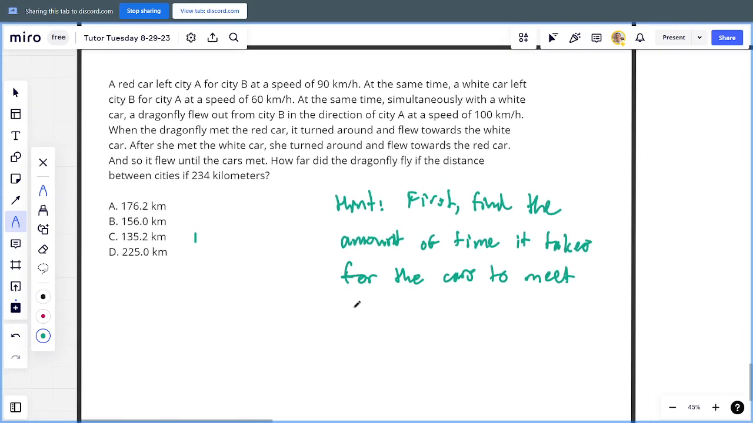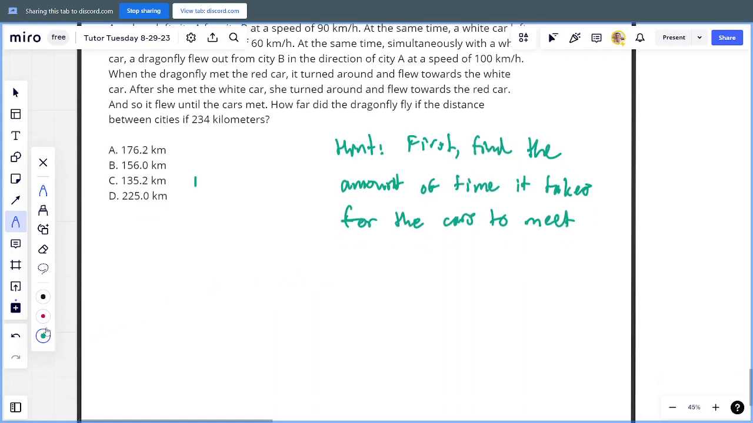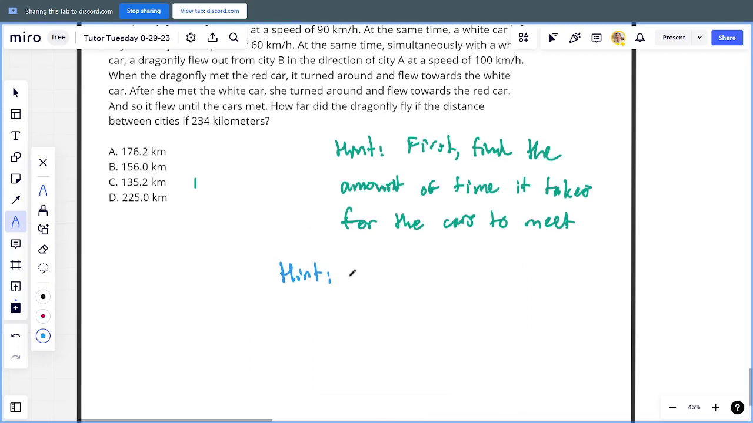I don't think it's too long. This could be like a good ACT problem, like number 55 through 60. They always do this kind of thing. I'm gonna give you guys a second hint and see if I can walk you through how to solve this.